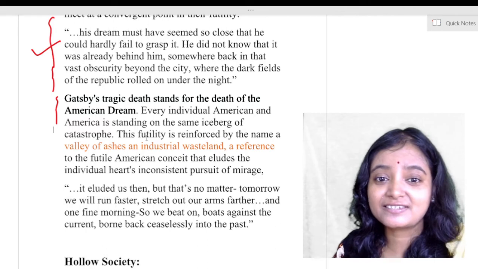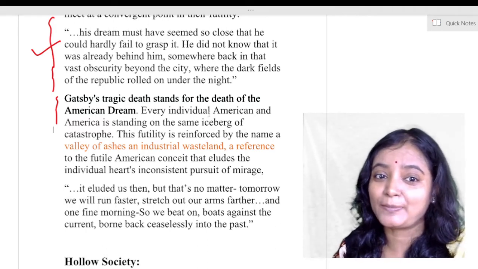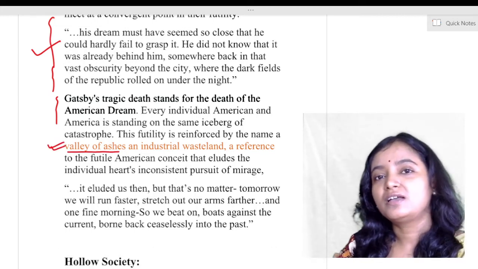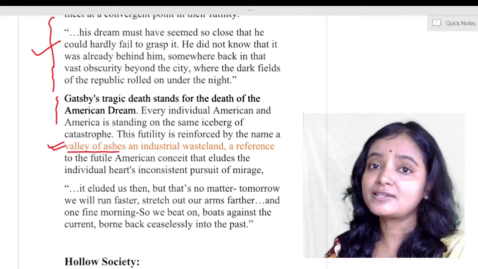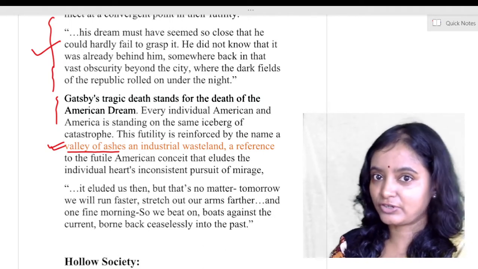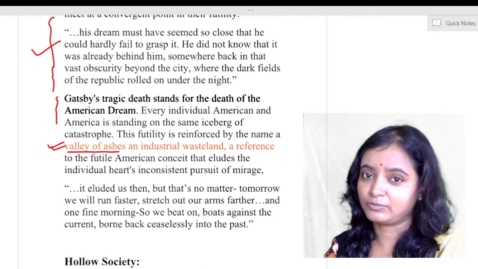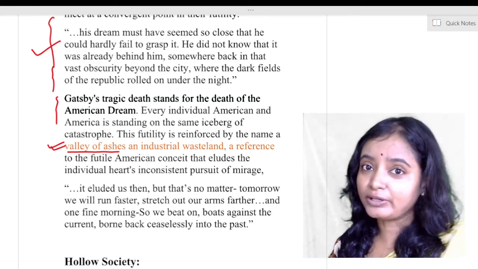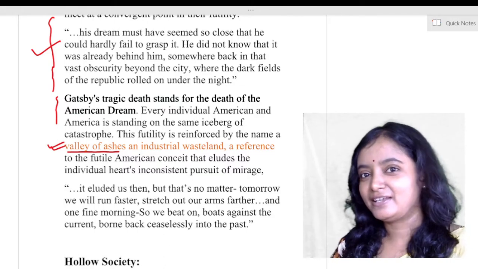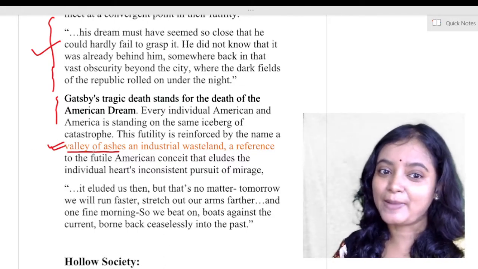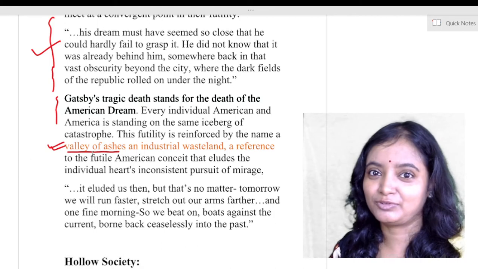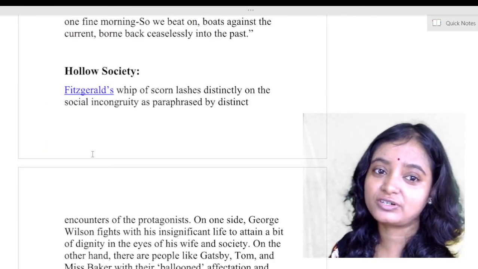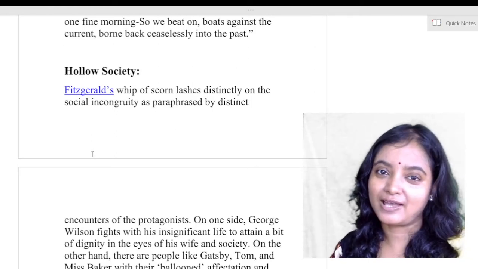The futility is reinforced by the name of the Valley of Ashes. There are too many symbols in this novel. Like T.S. Eliot's The Waste Land, totally based on symbols and the life of modern man, the hollow man. Here you also find that hollowness, that echoing of Eliot's thought, in Fitzgerald. Nothing will be produced from that ash. So a hollow society. The society portrayed by Fitzgerald is hollow at heart.